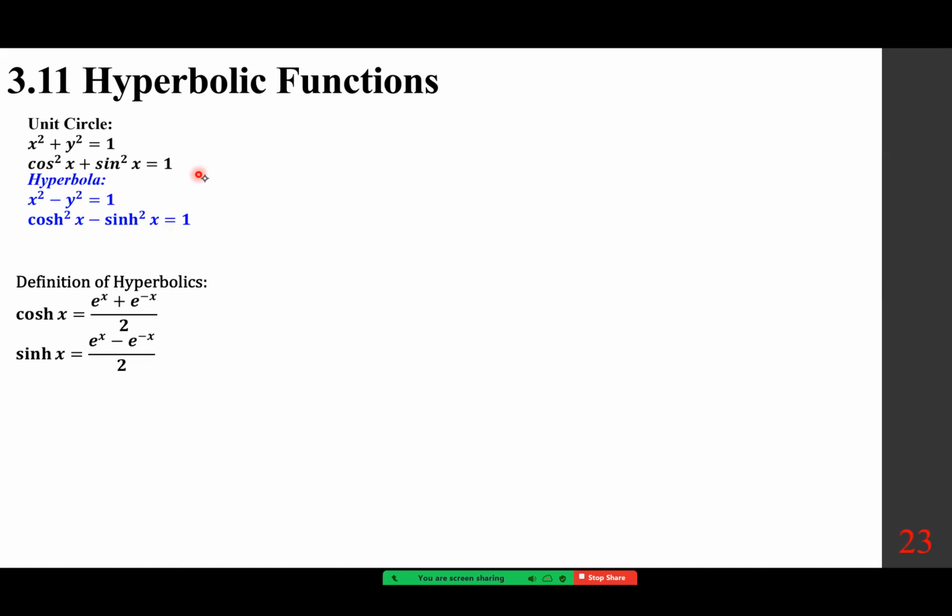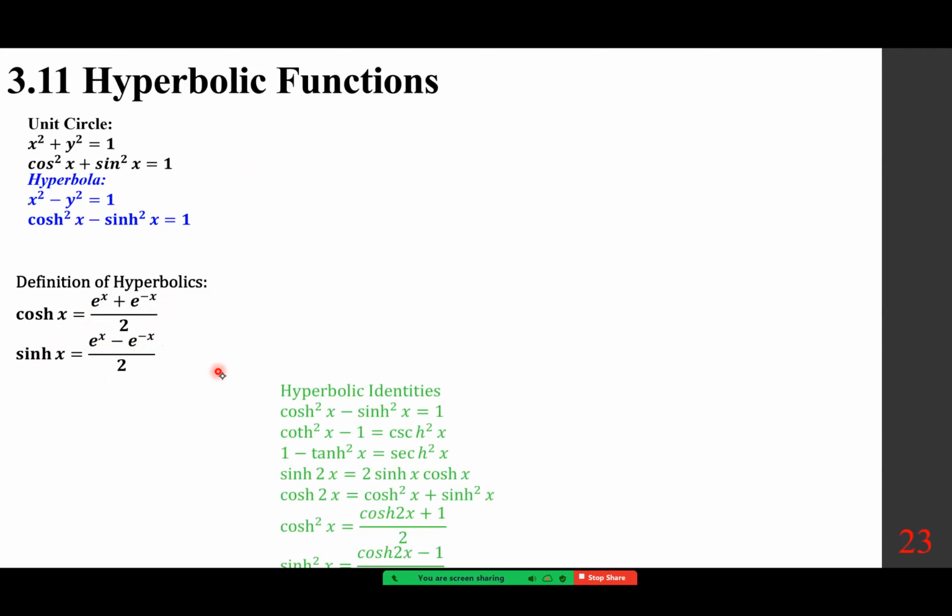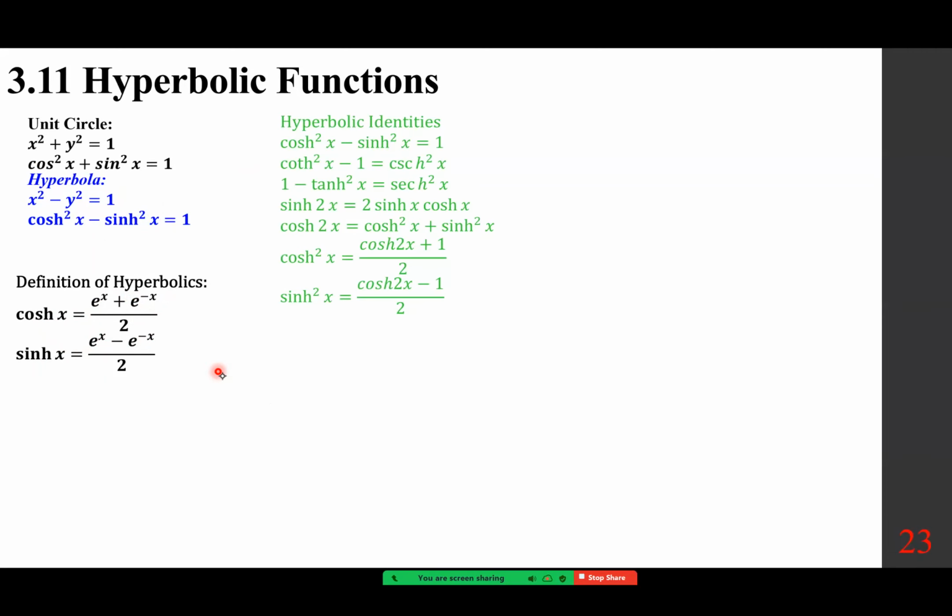Also, you probably remember cosh x, or hyperbolic cosine, is e to the power of x plus e to the power minus x, divided by 2. Sinh x is e to the power of x minus e to the power minus x, divided by 2. Those are some definitions from pre-calculus. Now, with that, we have some identities, and we're going to look at a couple of them. For example, cosh squared minus sinh squared equals 1.